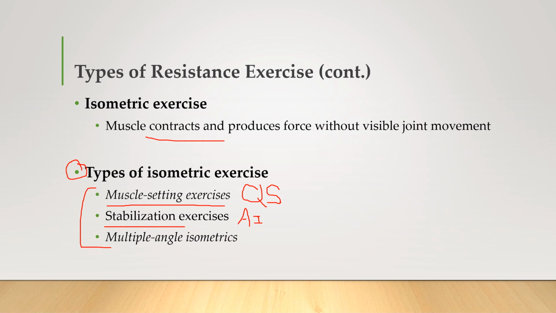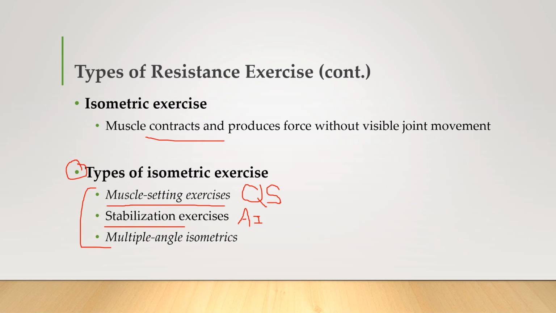So if I wanted to do something like stabilization exercise or alternating isometrics, I would just alternate between having the quads fire, having the hamstrings fire, having the quads fire, having the hamstrings fire again. So that's what alternating isometrics is. Great for stabilization. And the last one down here at the bottom, multiple angled isometrics.